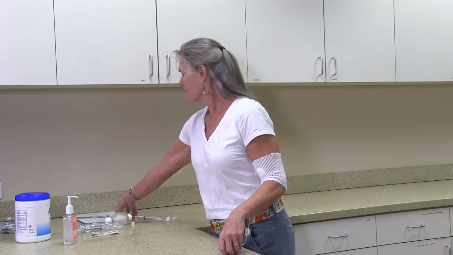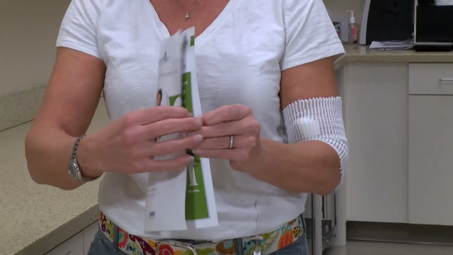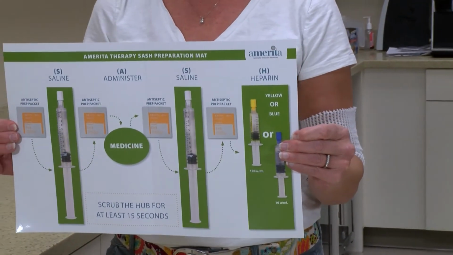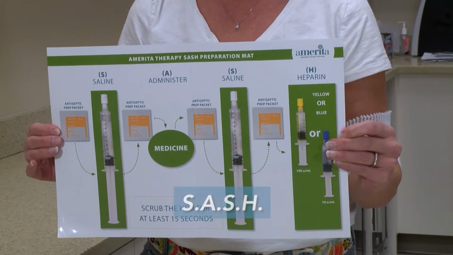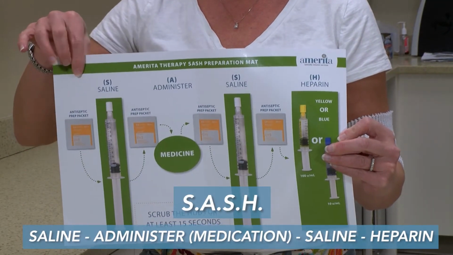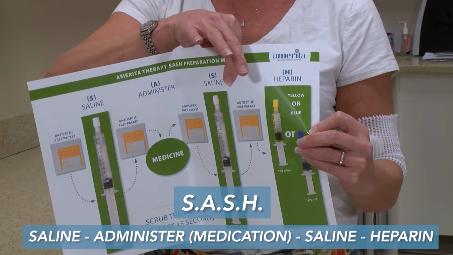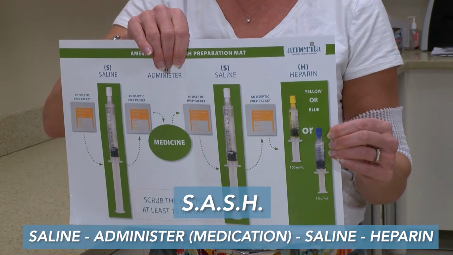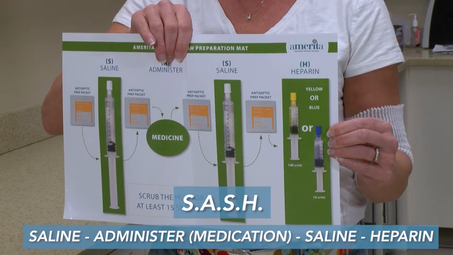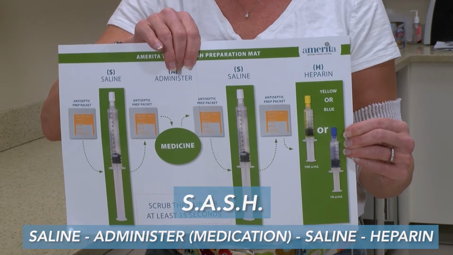You should have a SASH mat in your folder in your delivery box, which outlines the steps to take and which supplies to gather when giving yourself your medication. SASH means saline, administration of medication, saline, heparin. And we believe it is easy to remember the steps by using these letters. If you don't have a SASH mat, it is fine to do this procedure on a clean surface.